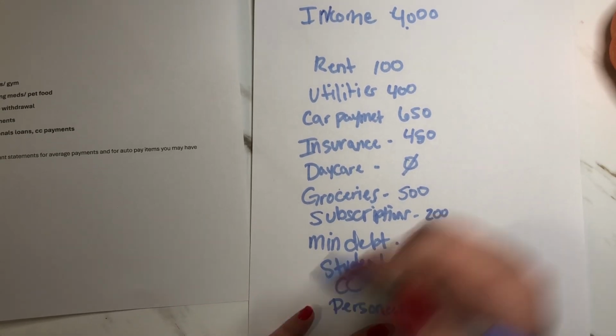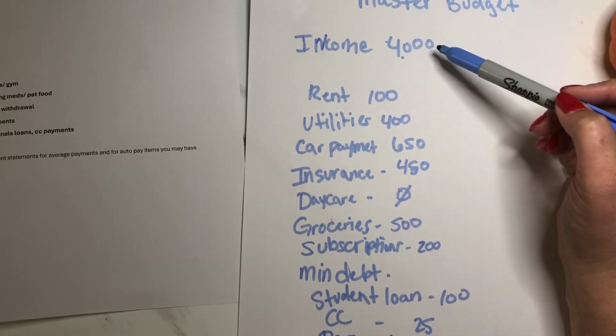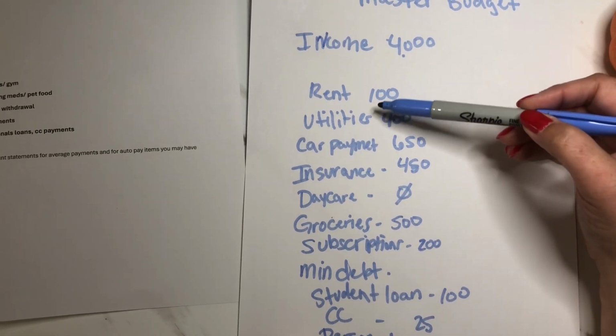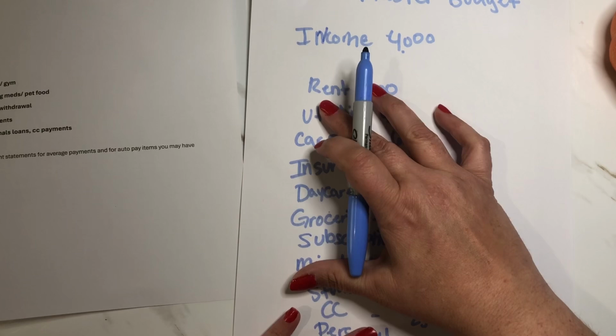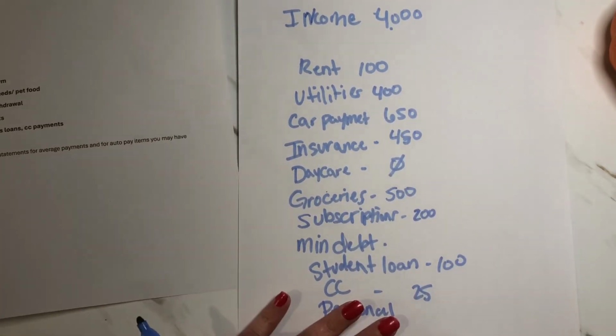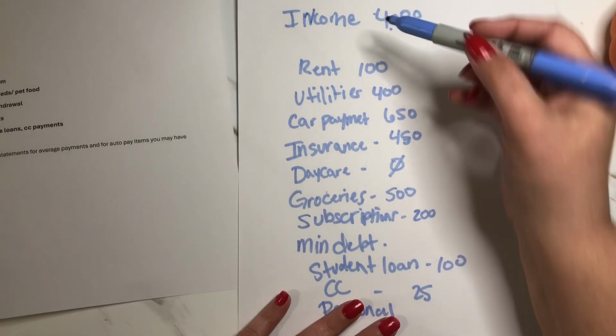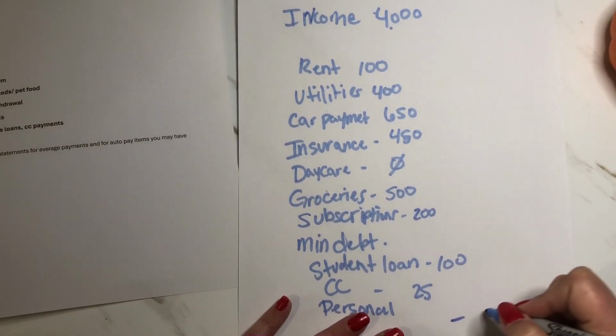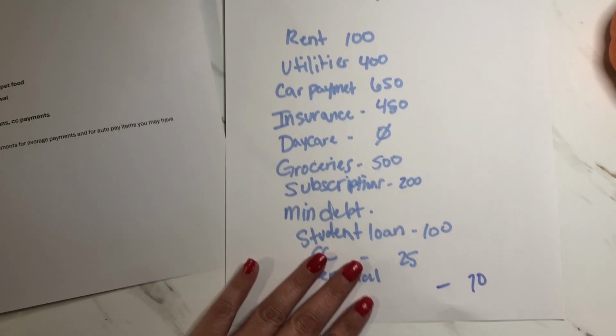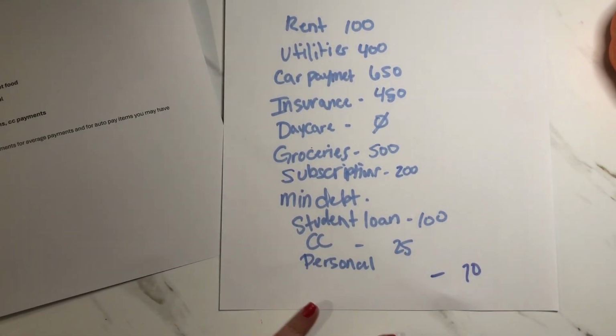So basically, you want to know what your average income is, okay, and what all these payments are. And these are things that you pay no matter what. And this is also where you can start making cuts. So if you get to $4,000 income and at the end of this you have negative $70, guys, then that's a bad thing.